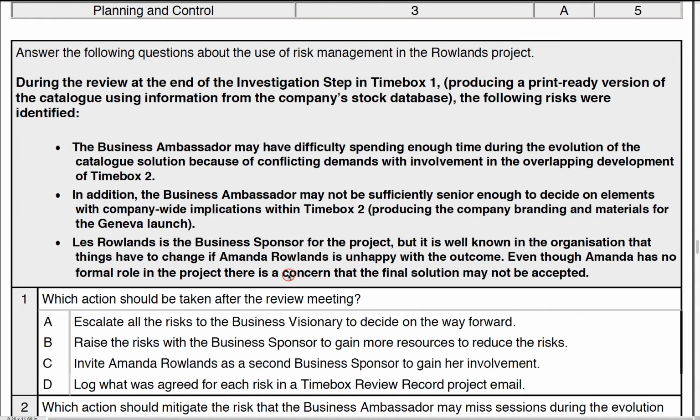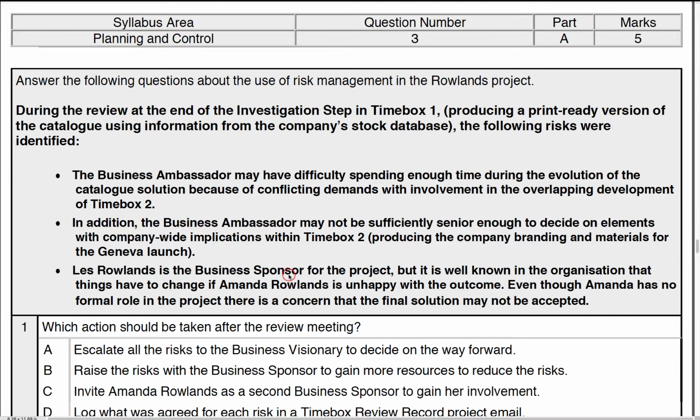Hi, and now welcome to the audio sessions for question 3 on planning and control for the Practitioner practice paper for DSDM's Agile Project Management Practitioner section of the course. And we are going to look at part A first of all, and this is worth 5 marks as you can see up in the corner here. So we have 5 questions to look at.